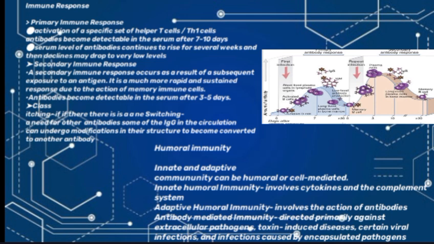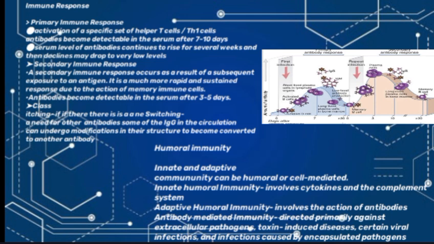Pag secondary immune response naman is lahat maliban sa IgM. Secondary response leads to a rapid antibody response na mas malala kaysa sa primary response. This is explained by the persistence of antigen-specific memory cells. The predominant antibody involved is IgG, and the levels tend to persist much longer than the primary response.